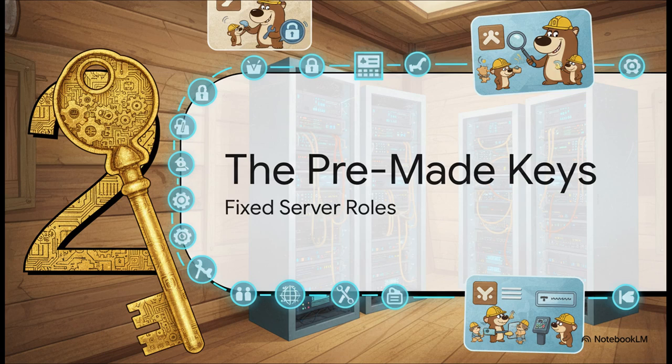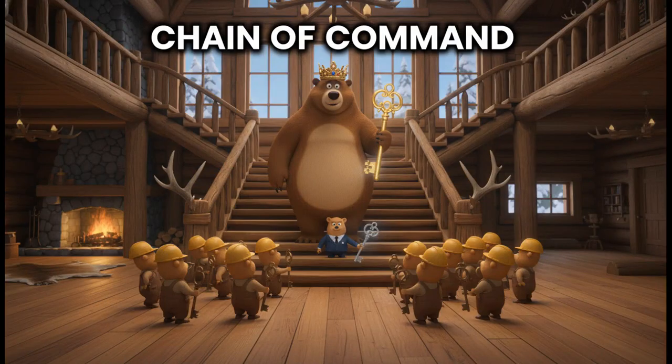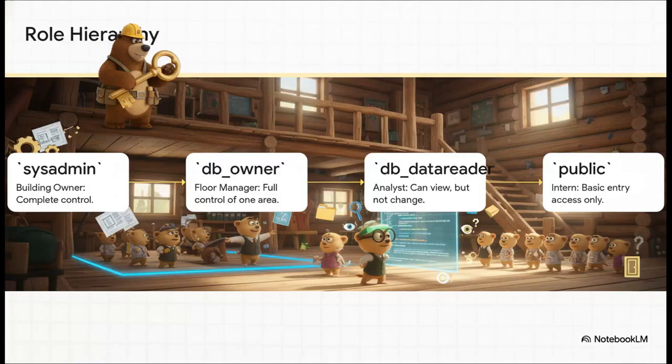Now, to make life a little easier, databases come with a set of pre-made key cards for really common jobs. We call these fixed server roles, and they're designed for all the standard administrative tasks you can think of, right out of the box. And these aren't just any old keys. They are powerful, pre-configured bundles of permissions. They basically establish a clear chain of command within the entire database system, pretty much just like a real company org chart. And this slide really lays out that hierarchy perfectly.